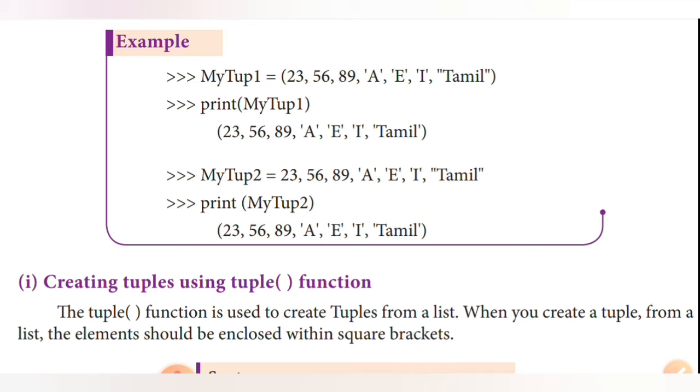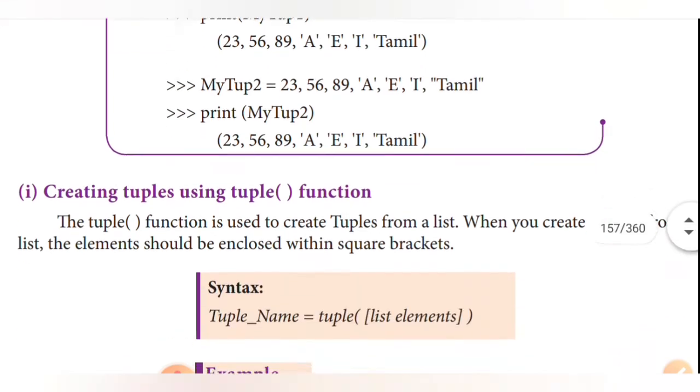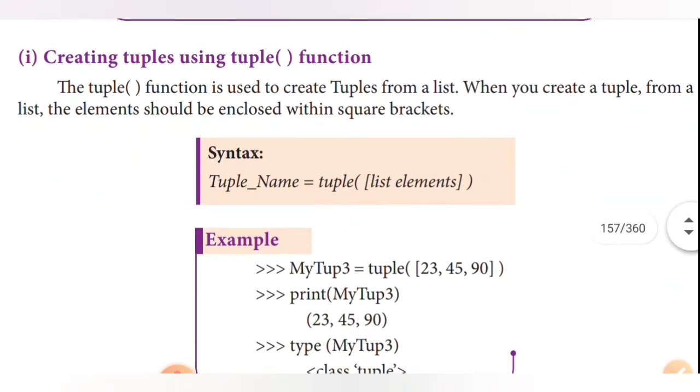Now we use the function print of my tuple 2. So you see the output, we are getting the same output. The output we get with the parenthesis, we get the same output without parenthesis also. Now you can see creating tuples using the tuple function. So how to create a tuple by using the function tuple.